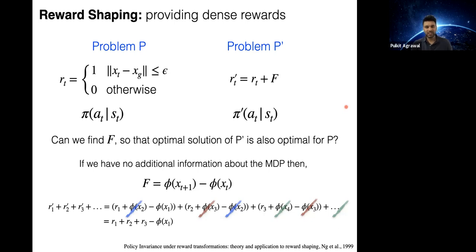Okay, so I think Ayush has another question, asking what happens if we have discounted rewards. In that case, for example, what you could do is gamma times phi of x_{t+1} minus phi of x_t, and then things would end up canceling. So we can modify it to suit discounting.